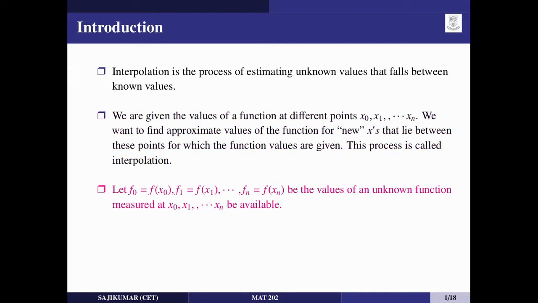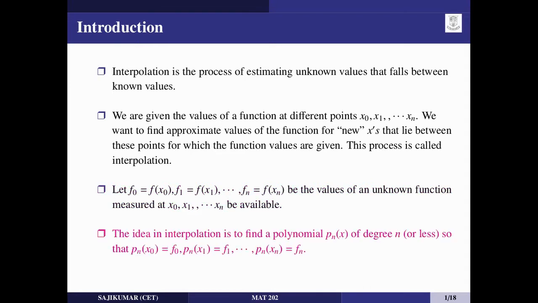Let f0 is equal to f of x0, f1 is equal to f of x1, etc., fn is equal to f of xn be the values of an unknown function measured at x0, x1, etc., xn be available. The idea in interpolation is to find a polynomial Pn(x) of degree n or less so that Pn of x0 is equal to f0, Pn of x1 is equal to f1, etc., Pn of xn is equal to fn. That is, the fitted polynomial is agreeing with the unknown function at the data points x0 f(x0), x1 f(x1), etc., xn f(xn).